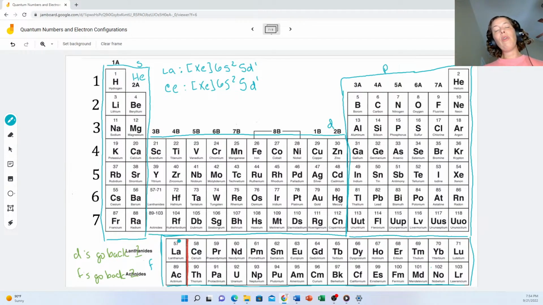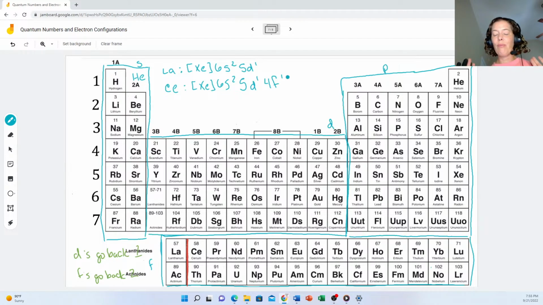And now for cerium, we've moved into the F block. So remember how I said Ds go back 1 and Fs go back 2. We're working in the 6th row here, so instead of it being the 6f, we're going to go back 2. It is the 4f. So it is 4f, and then how many electrons? Well, for cerium, I've just got 1 electron in there. So that is the electron configuration for cerium.